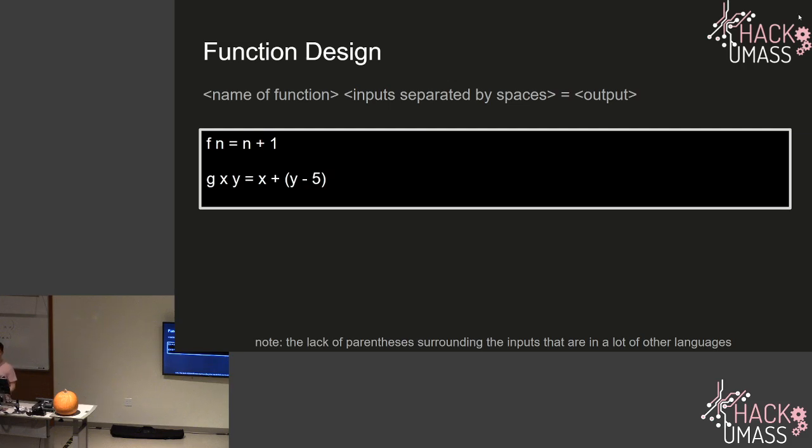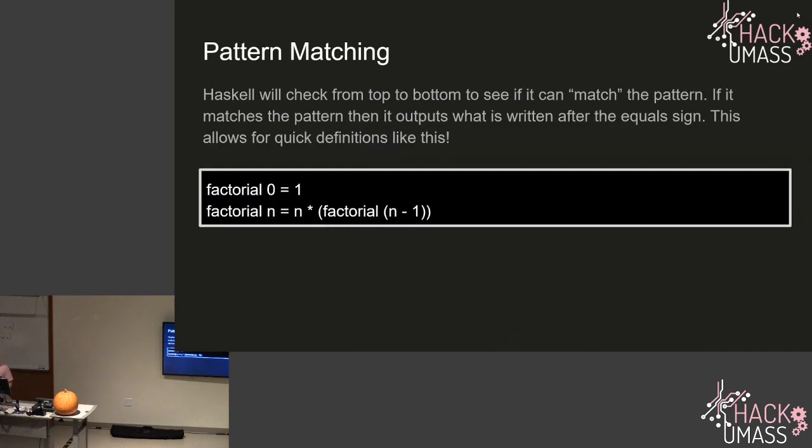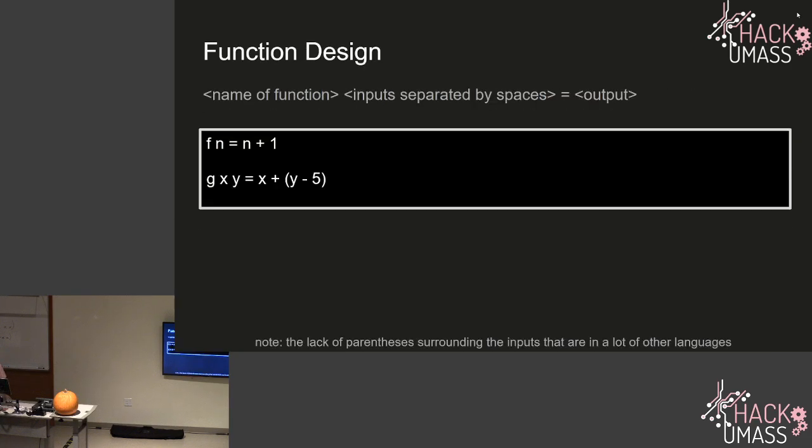Now, if you want an input, you do f space n, meaning the name of the function is f, we take an input of n, and f of n is equal to n plus 1. g of x and y works similarly. It's g space x space y equals, and then a mathematical equation which sums x and y and subtracts 5. Something to know about parentheses: they're only used to denote order of operations, nothing more.